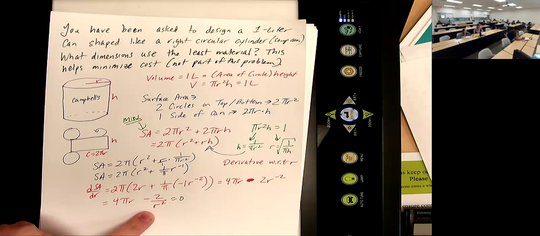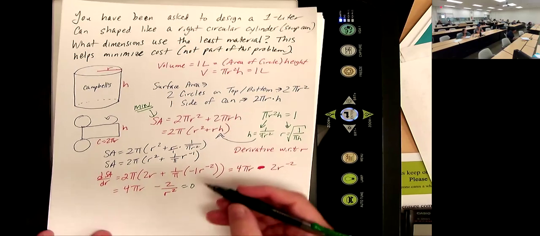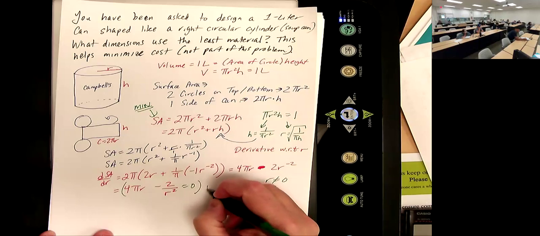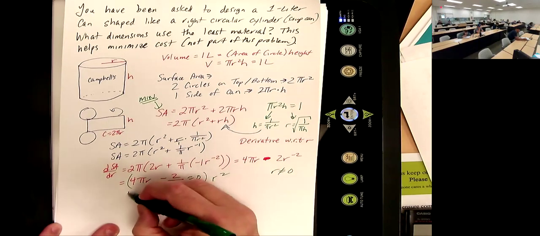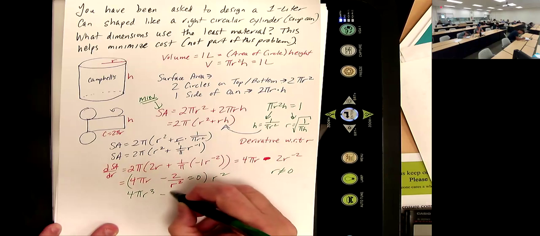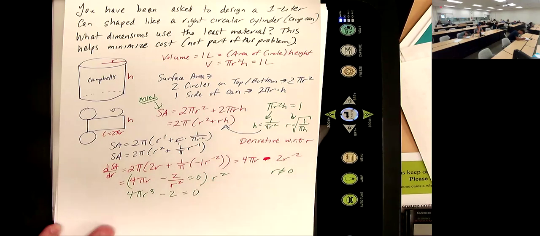No, it doesn't have a radius, it's not a can. So we know it's not gonna equal 0. R doesn't equal 0, so I can multiply both sides by R squared. And I get 4 pi R cubed minus 2 equals 0.